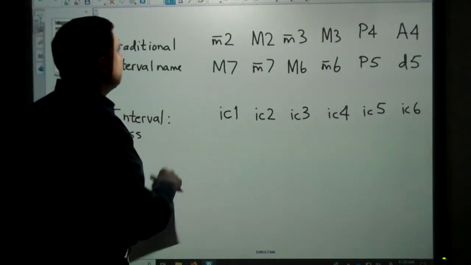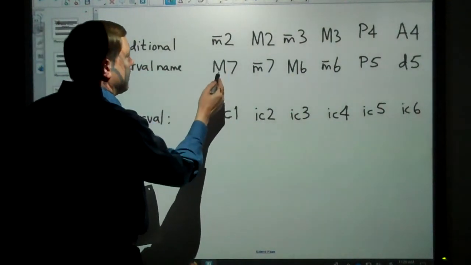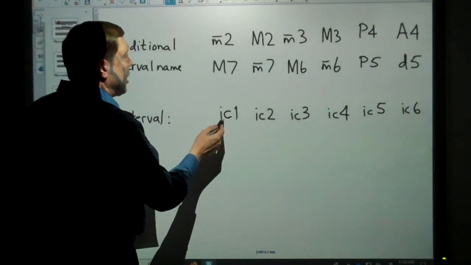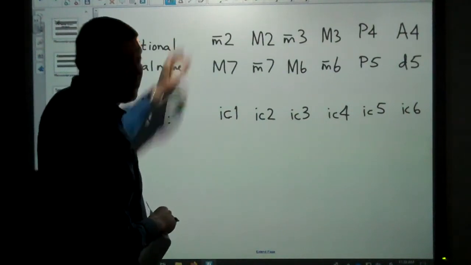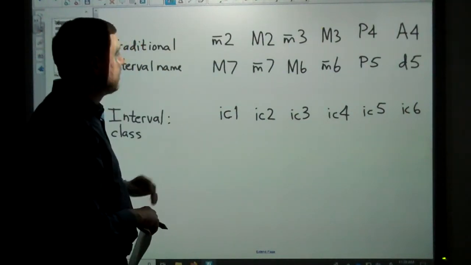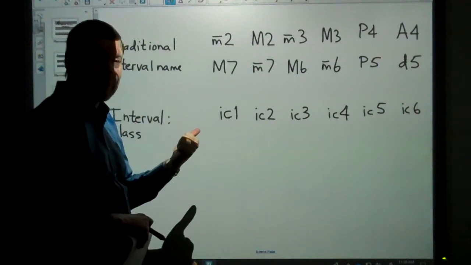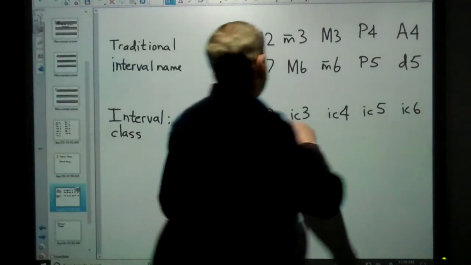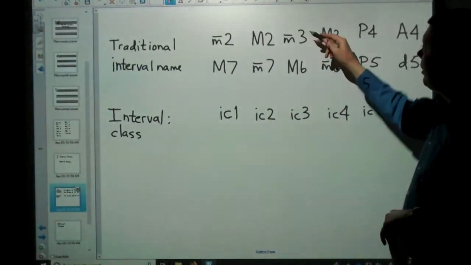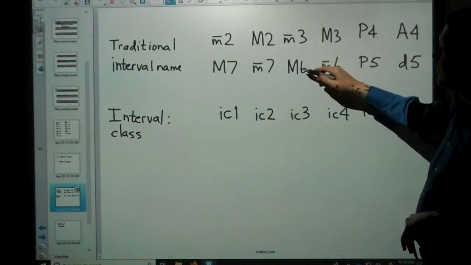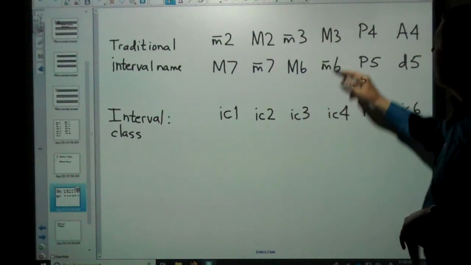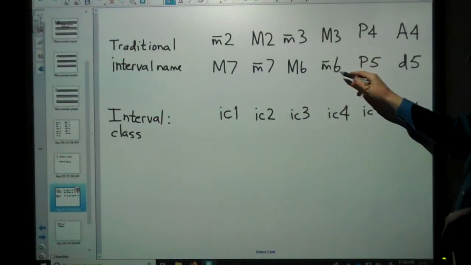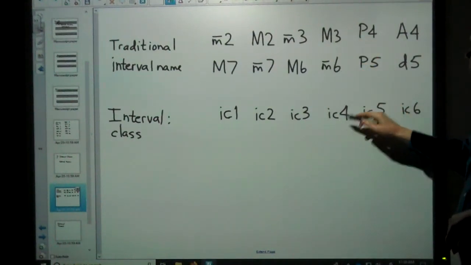What we can see from this table now is that the minor second and the major seventh both belong to interval class 1, because the minor second is the shorter of those 2 intervals, and it only contains 1 semitone. By the same token, a minor third and a major sixth belong to the same interval class, and that interval class is 3. The major third and the minor sixth belong to interval class 4.